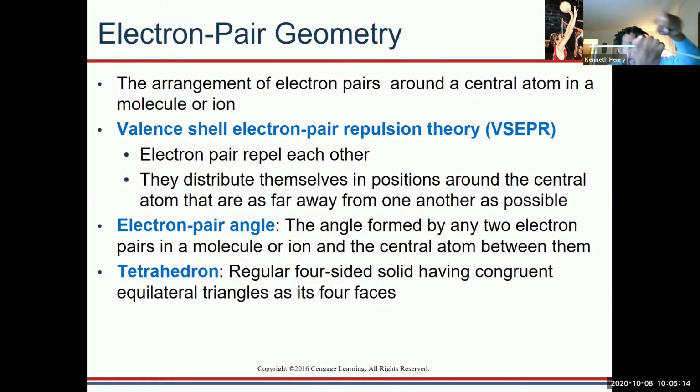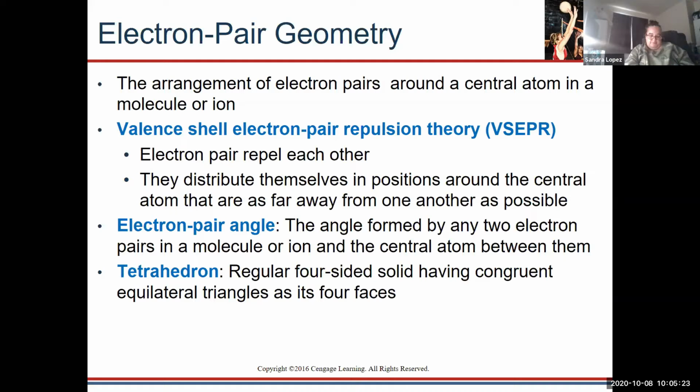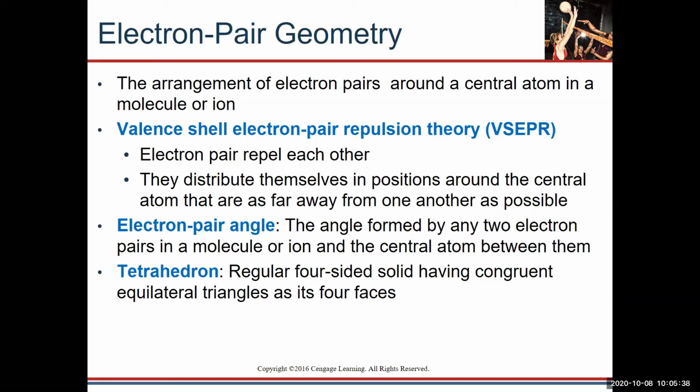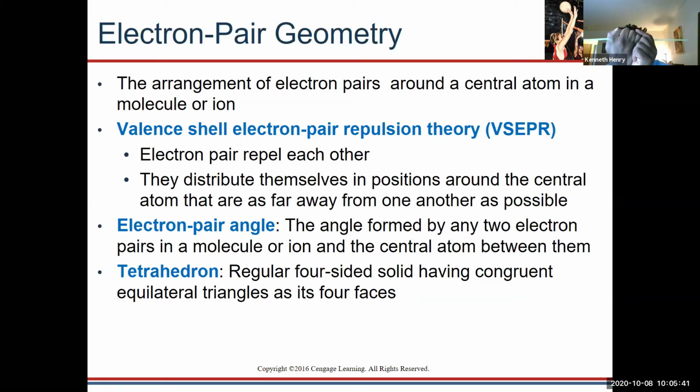So the angle for this one is what? Do you guys remember geometry? What is the angle of a circle? Completely all the way around, 360. Yes. So from here to here should be 180. So this would be a linear structure, and 180 would be the bond angle. We're going to try to be as far away as possible from each other, okay?